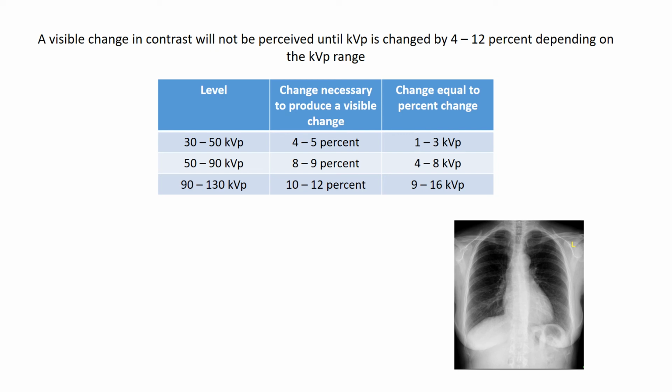If I was using 120 kVp, and I wanted to see a change in contrast, changing my kilovoltage by only 4 or 5, it's not going to cut it. You're not going to see that change. You've got to change that kVp by at least 9 to 16 kVp if you're in that kilovoltage range.